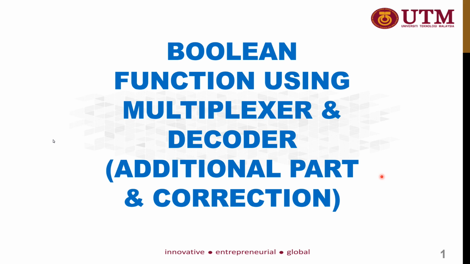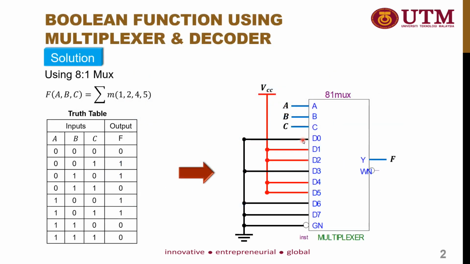So this is actually the additional part and also the correction for the Boolean function using multiplexer and decoder, which is a part of chapter 6. So this is actually the answer that I've given to you in the first example of using the 8 to 1 multiplexer by implementing this function.